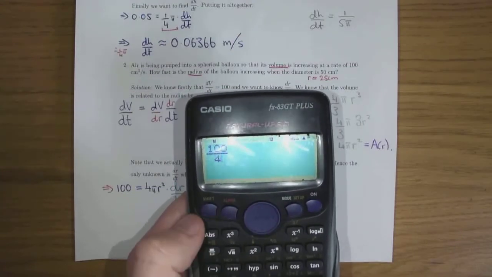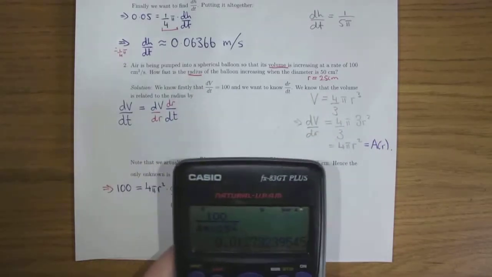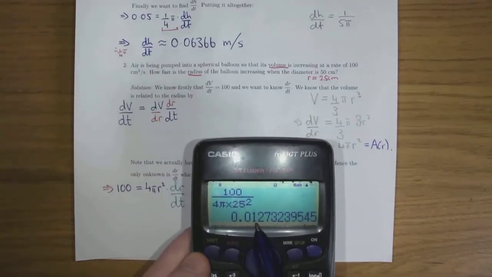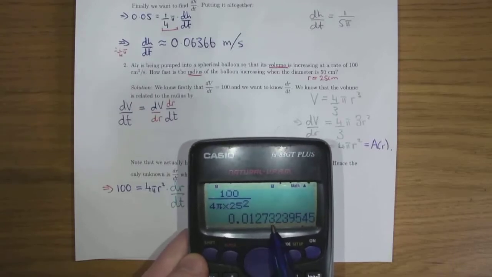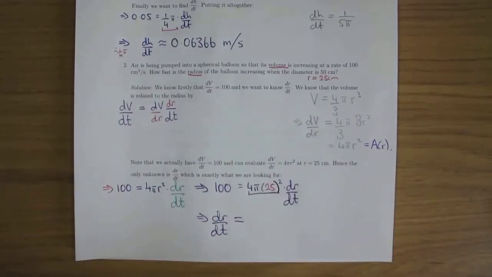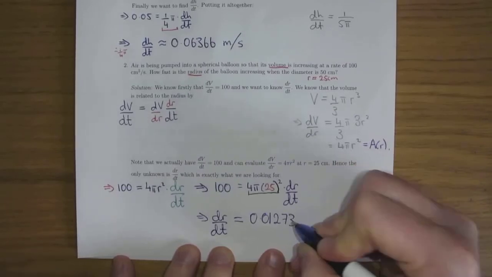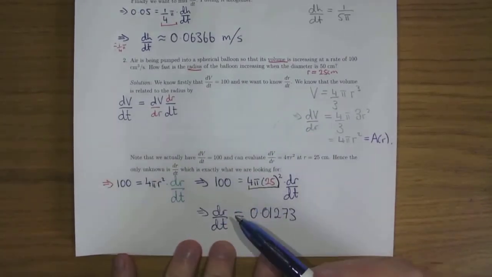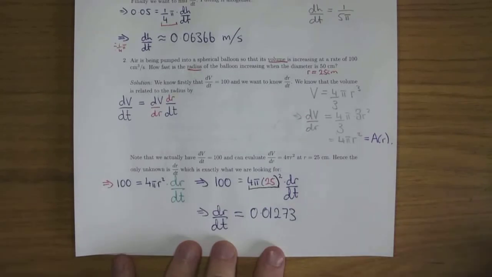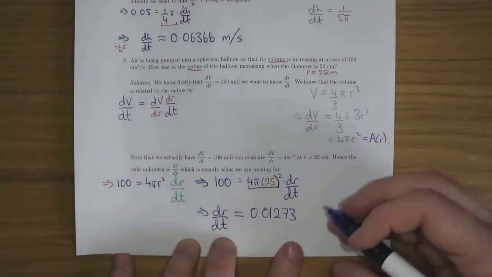4 pi by 25 squared. So I'll use 4 significant figures. 0, this is the first significant figure, second, third, fourth. Round this if necessary, no. So 0.1273. And again, the units will be rate of change of radius with respect to time, so units of radius divided by units of time. The units of radius here are centimeters. So centimeters per second.